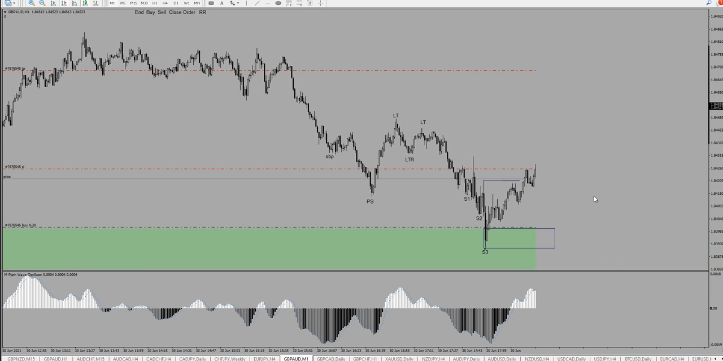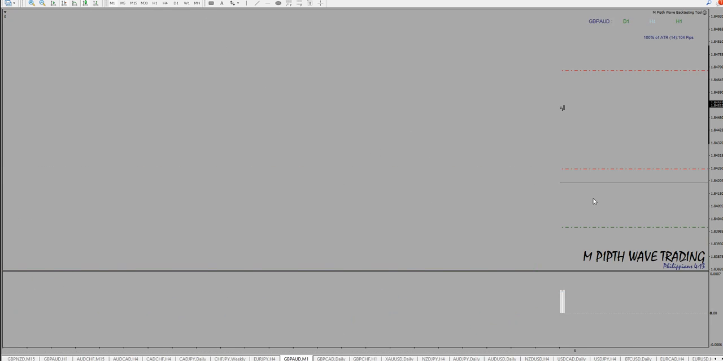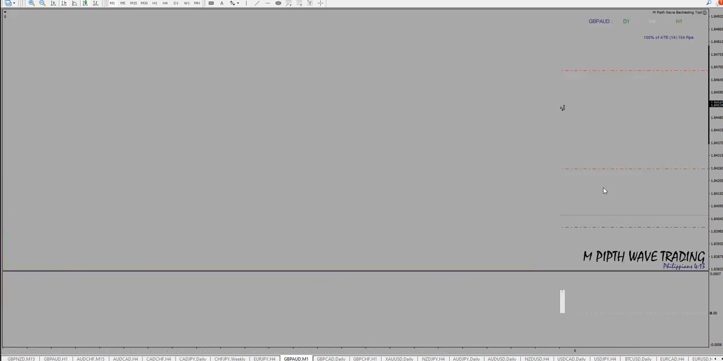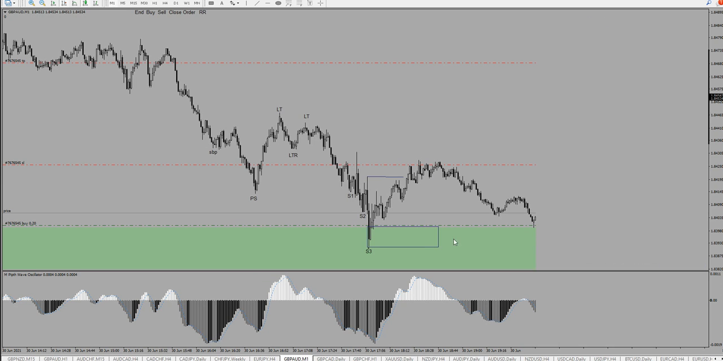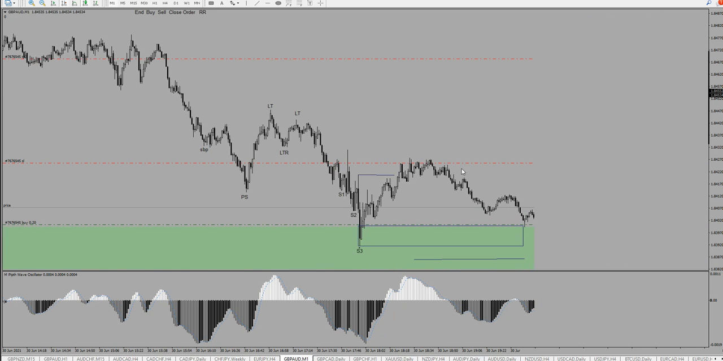Okay, so price starts to retrace. We are in 1 minute, so it takes a couple of minutes. There, we are in, our order was activated. Our stop loss at that time was placed somewhere around here. Our target was up here. So what happened?